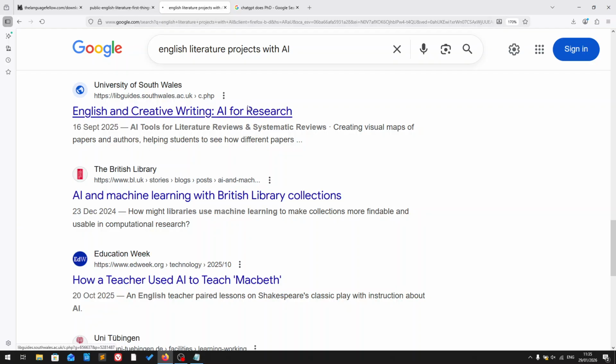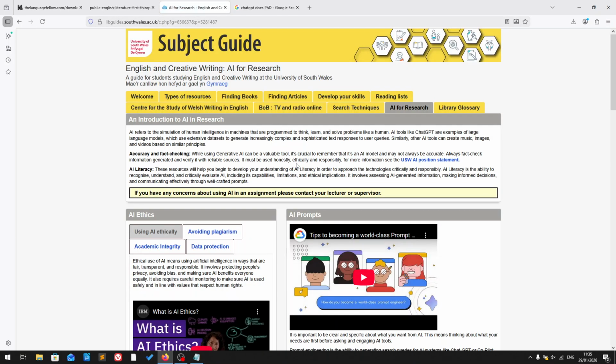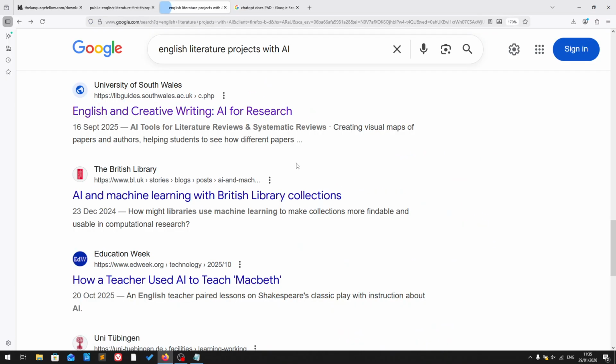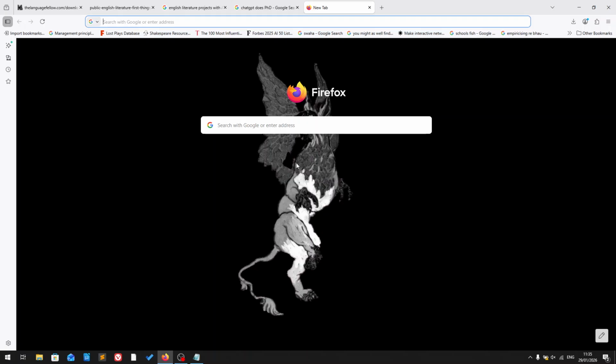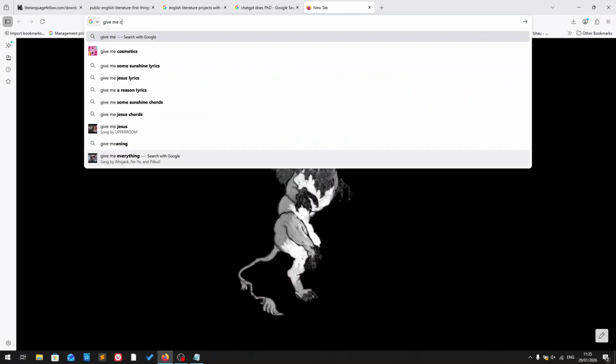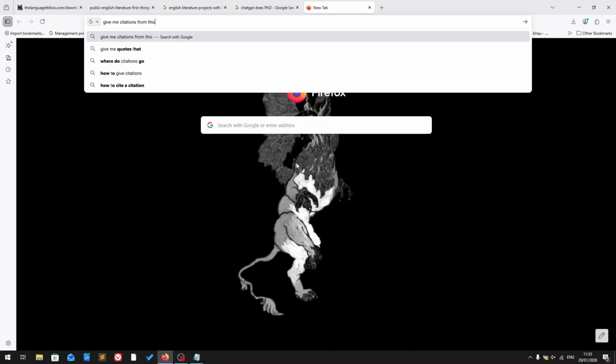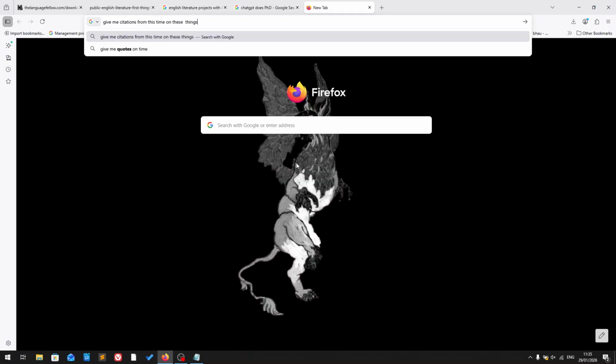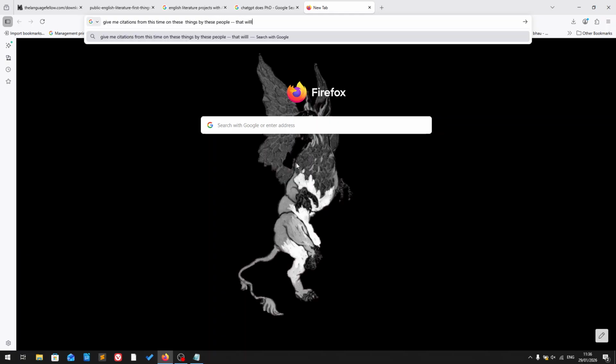AI for research. The thing is, it's a very explicit instruction you can give. Give me citations from this time on these things by these people. That will avoid fake, made up, non-existent references or whatever it is, right?